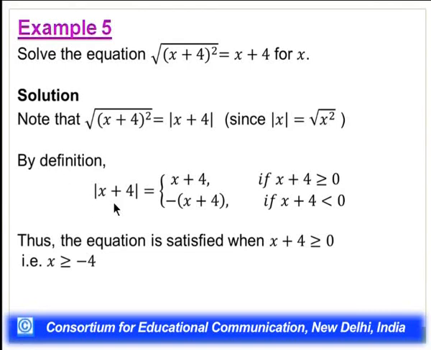Now we know that the absolute value of x plus 4, mod of x plus 4, is equal to x plus 4 if x plus 4 is greater than or equal to 0, and absolute value of x plus 4 is minus of x plus 4 if x plus 4 is less than 0.